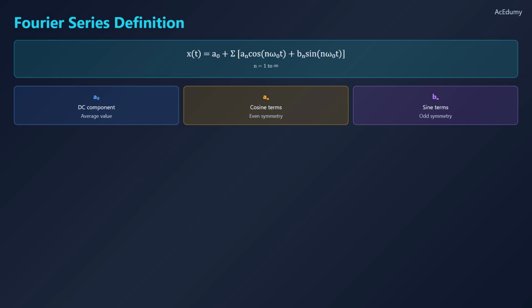The synthesis equation is x of t equals a0 plus the sum from n equals 1 to infinity of an cosine of n omega 0 t plus bn sine of n omega 0 t. The coefficients an and bn tell us how much of each harmonic is present. Alternatively, we can write it in terms of complex exponentials using Euler's formula.